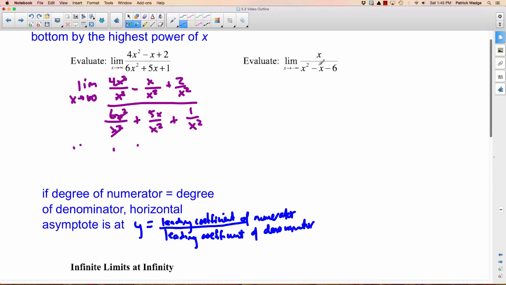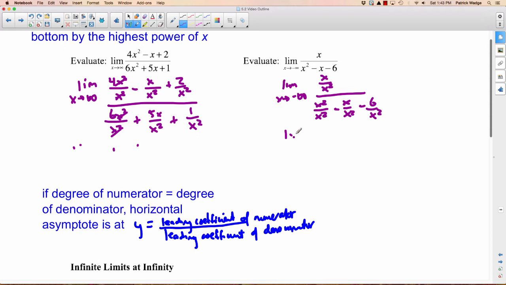So we take a look at our rational function, and we want to evaluate the limit as x approaches negative infinity. We can't just put negative infinity in here. So what do we do? We take the highest degree, which is 2, and we divide everything by that. So I'm going to have the limit as x approaches negative infinity of x over x squared over x squared over x squared minus x over x squared minus 6 over x squared. So what does that give us?